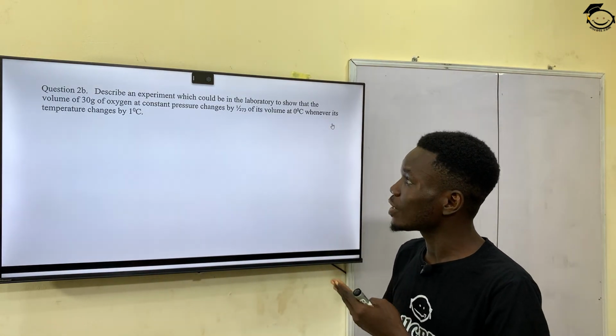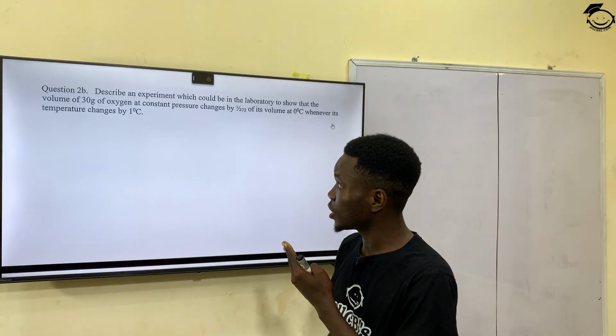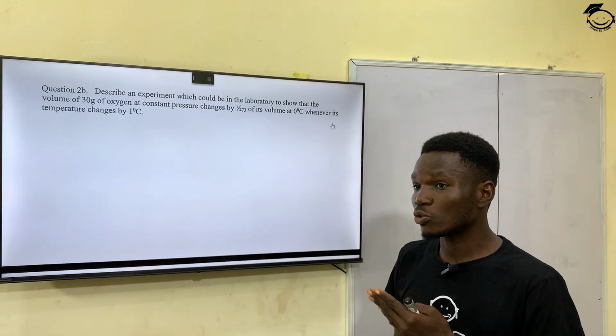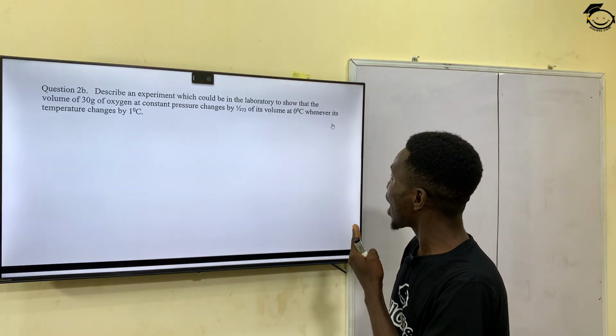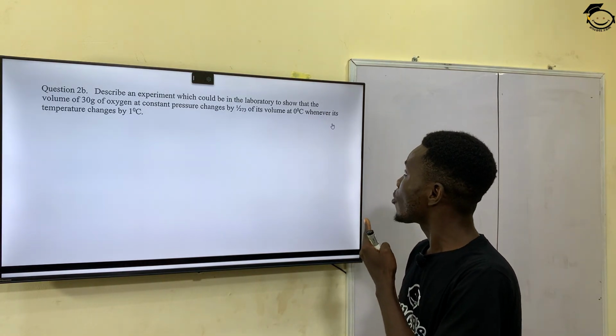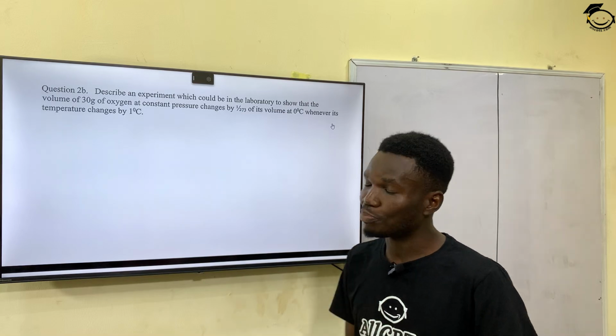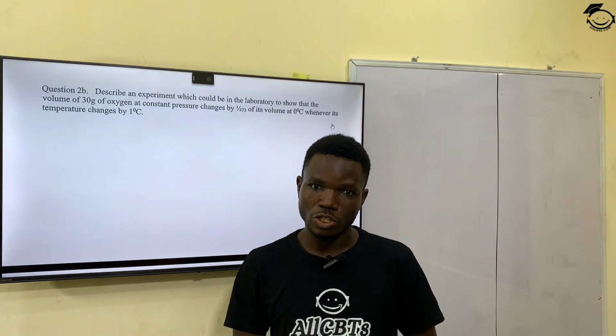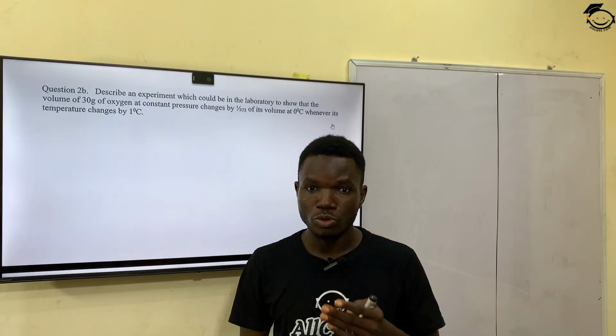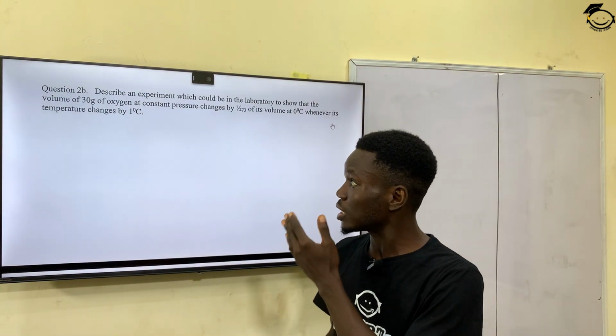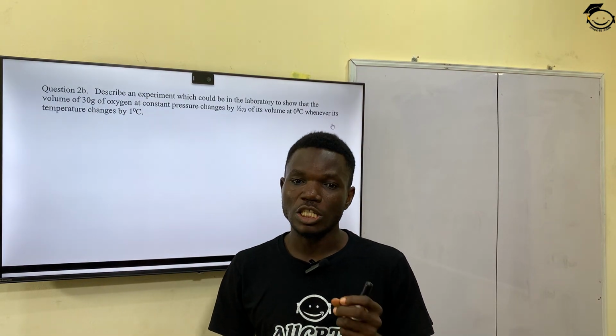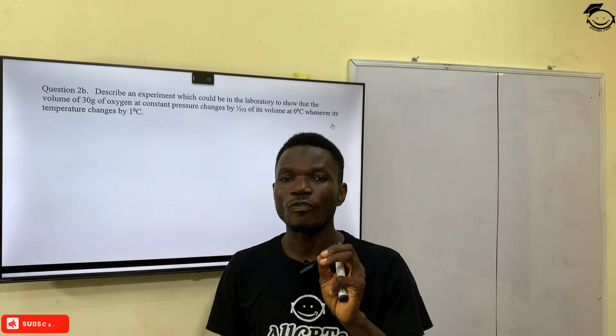Moving on to question number 2b, it said describe an experiment which could be done in the laboratory to show that the volume of 30 grams of oxygen at constant pressure changes by 1/273 of its volume at 0 degrees Celsius whenever its temperature changes by 1 degree Celsius. Now, for you to do this experiment, the procedure, you're going to need about 30 grams of oxygen placed in a tube with a uniform bore.